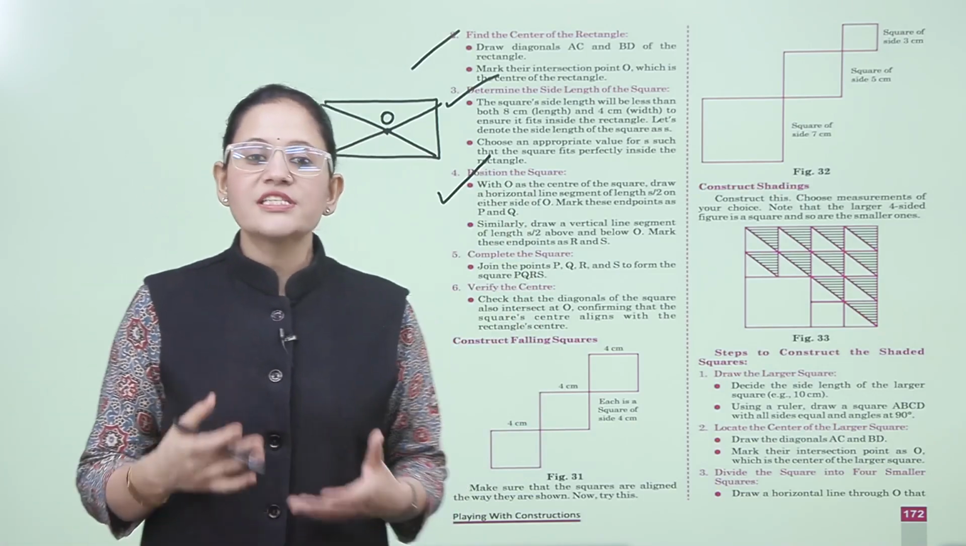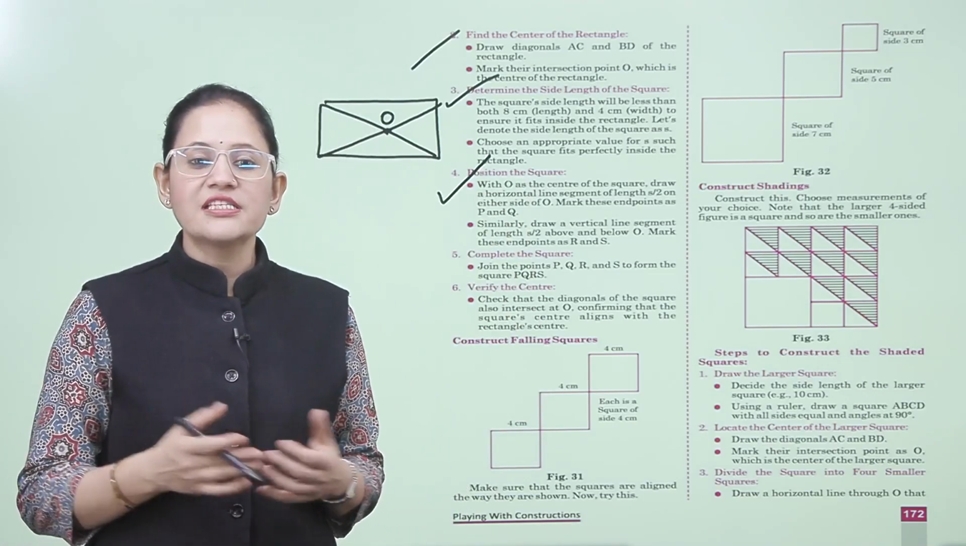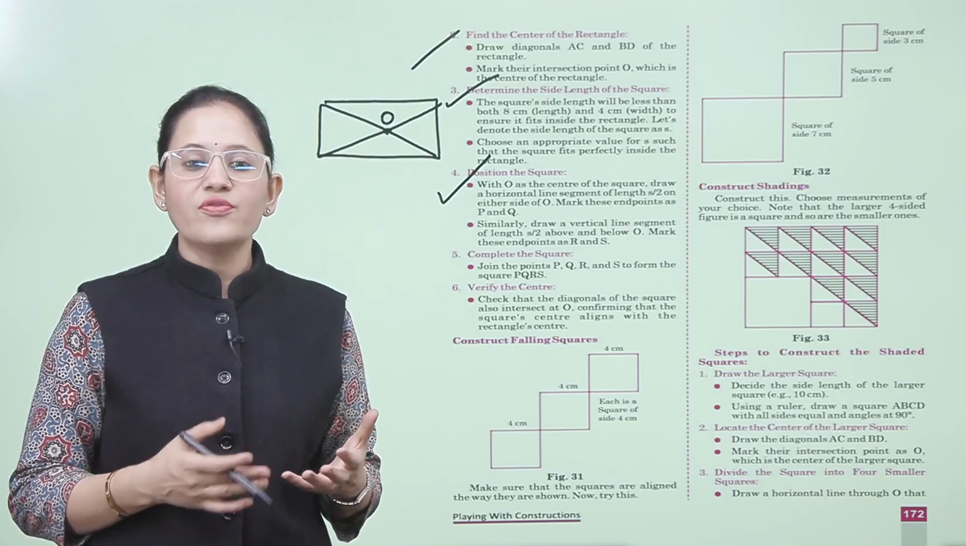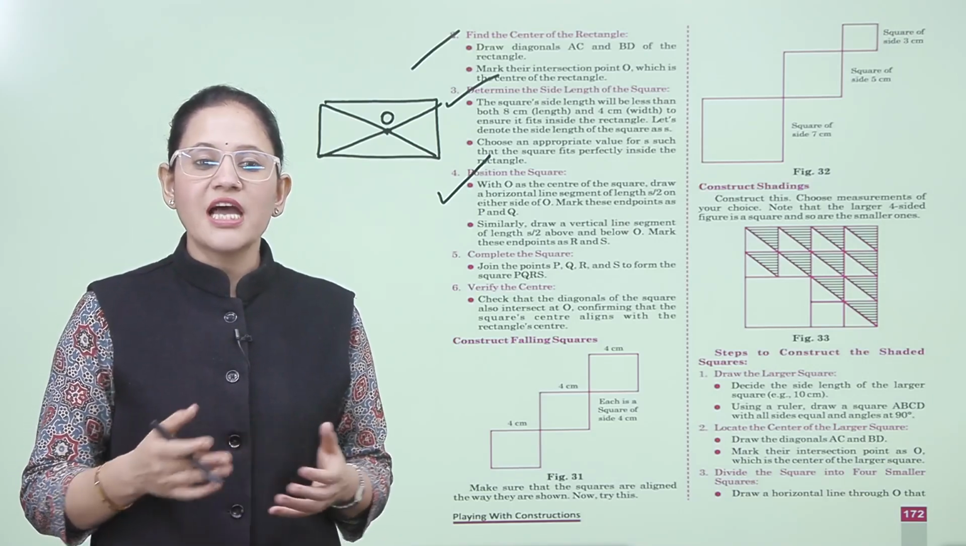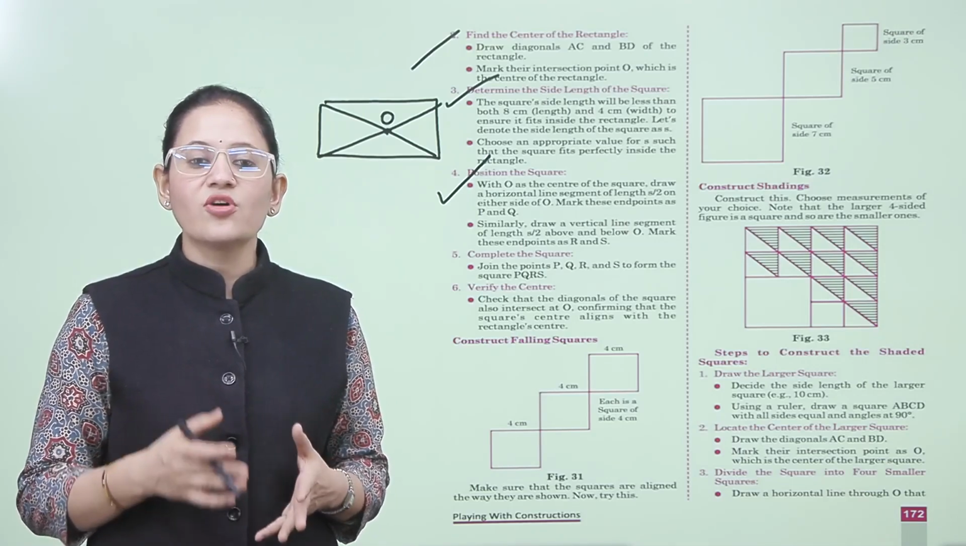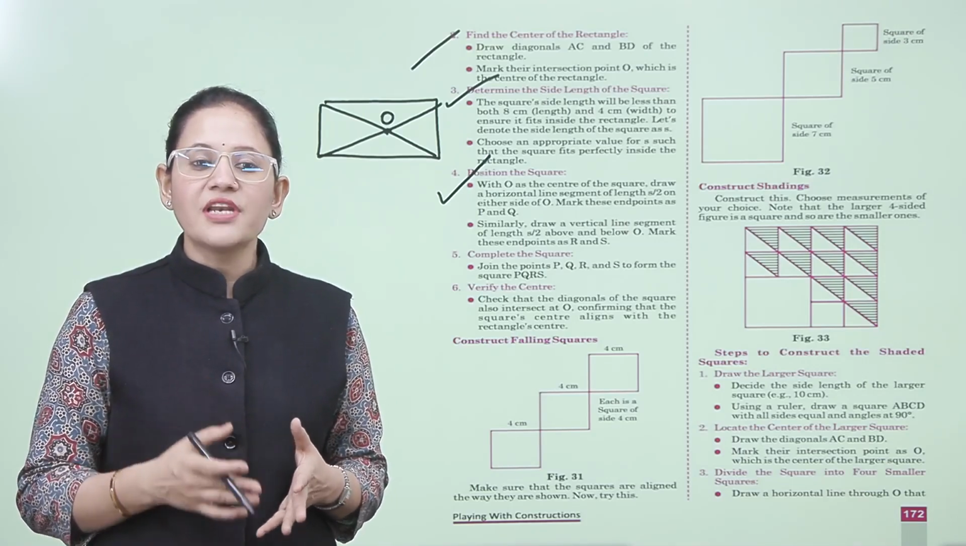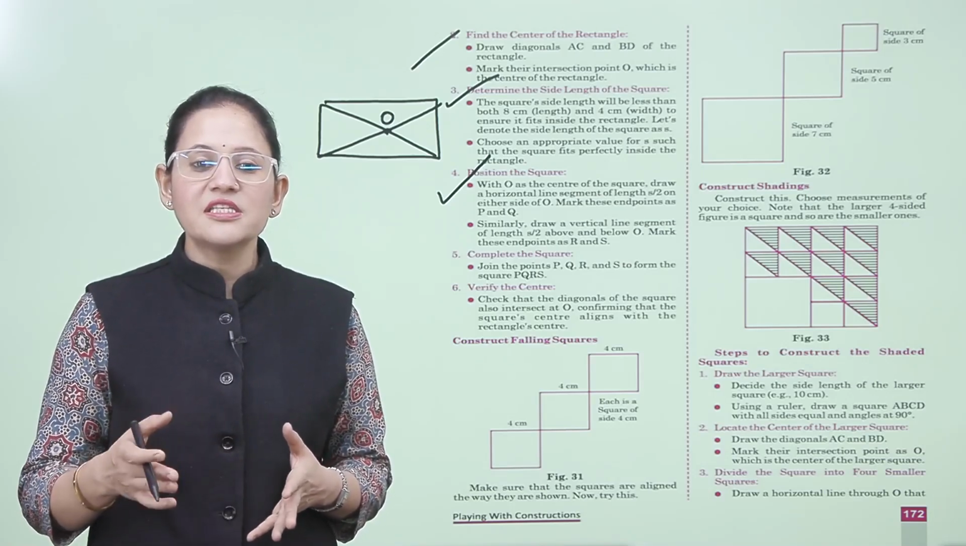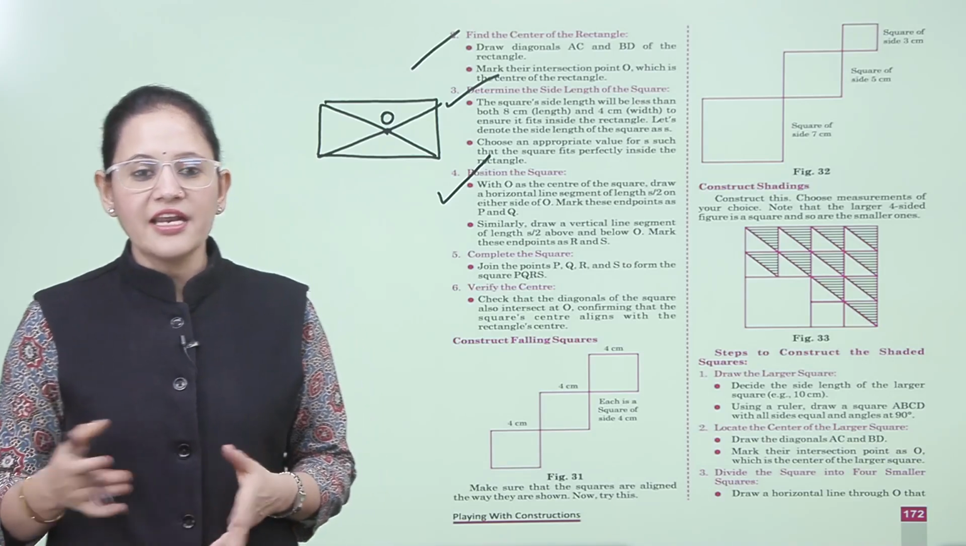Now, we are taking O as the center of the square. Draw the horizontal line segment of length 2 on either side of O. Mark these points as P and Q. Similarly, draw the vertical line segments of length 2 above and below O. Mark these end points as R and S.